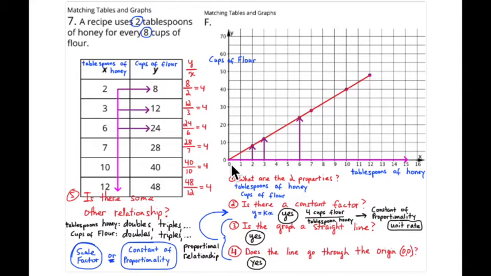So you find the x-coordinate on the x-axis first. You go out to the x-coordinate, which in this case, let's say it's 6. And then you read up the y-coordinate till you get to this line. Or if you're graphing it first, you realize it's 24. So you go up to 24 and place a point there. Or if you're reading off the graph, gee, I have 6 tablespoons of honey. How much flour do I need? Then you read up to the graph and then read over and see that it's 24 cups of flour.